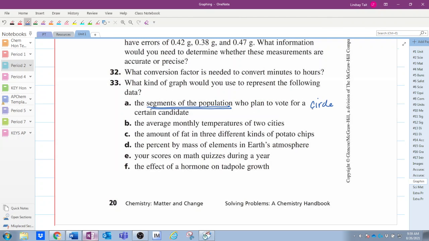All right, letter B, the average monthly temperature of 2 cities. What do we think, Noah? Line. I hear line. Do we agree? 2 cities, average. Do you think they're trying to say how they're changing? Or do you think they're just saying, hey, we've got these 2 cities and I just want to know where it's raining more? What do you think? They're comparing, so probably bar. Yeah, I feel like the 2 cities, right, is the comparison.